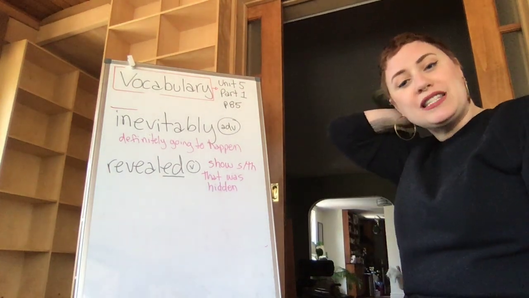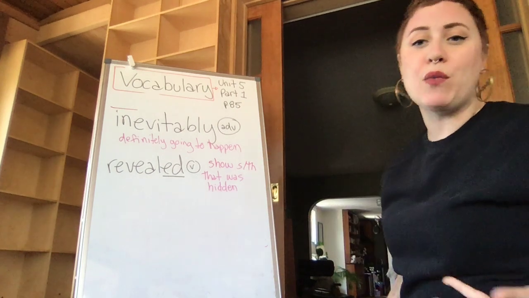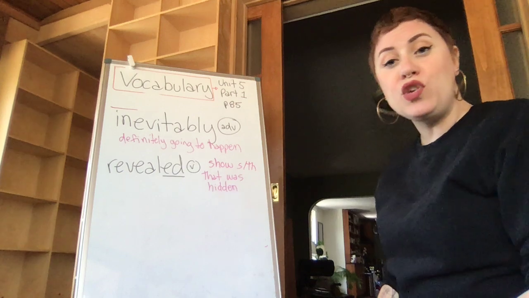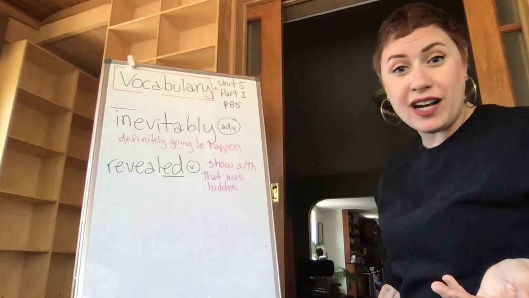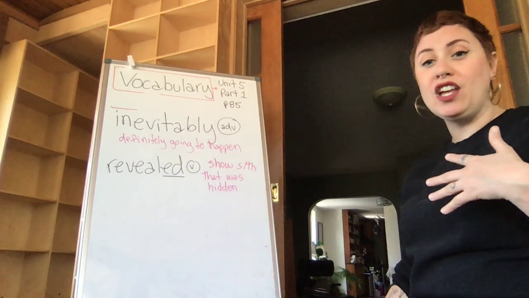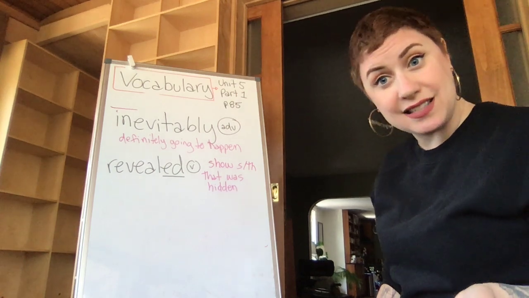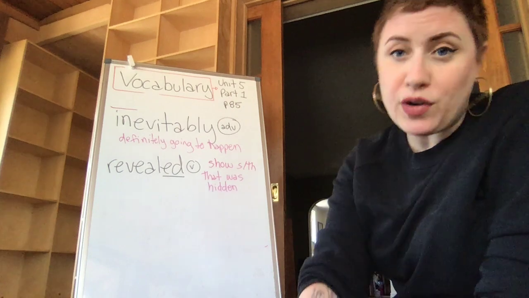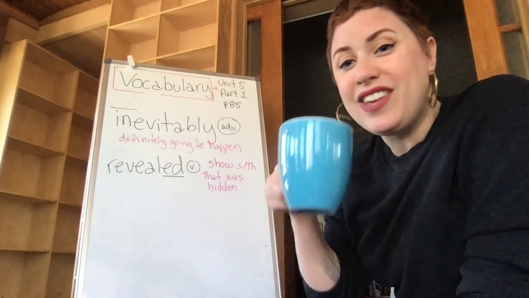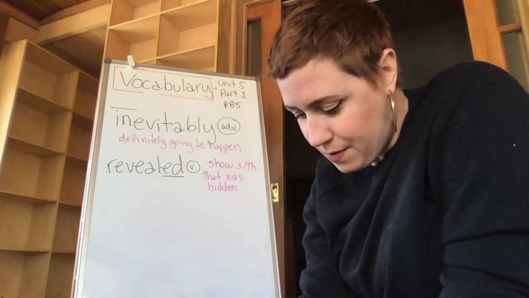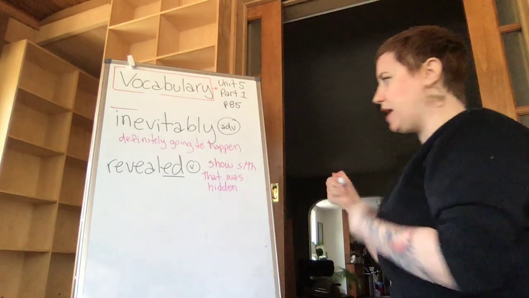So to reveal something is to show something that was hidden or that people did not know before. So you can reveal a secret, you can reveal the truth, you can reveal a scientific discovery. So those are all different ways that you can use reveal. Okay. Be associated with.